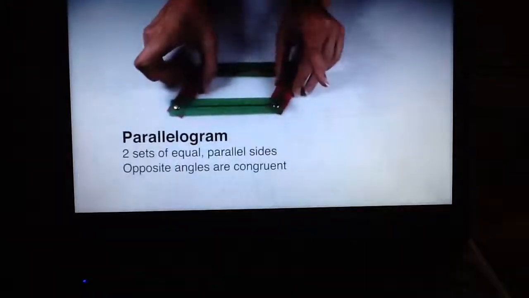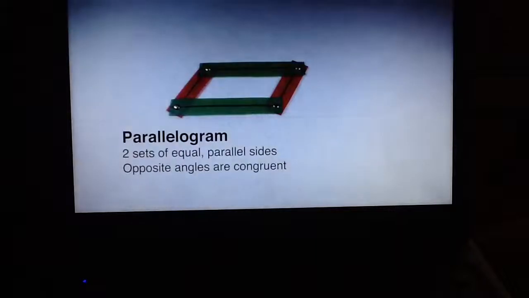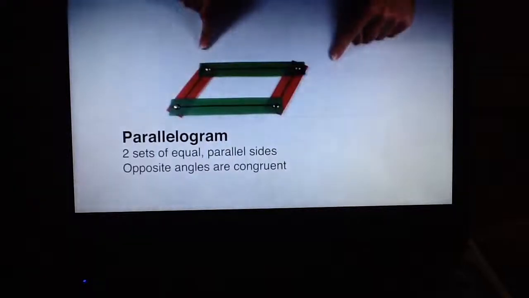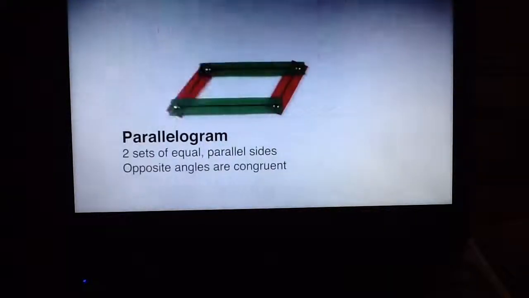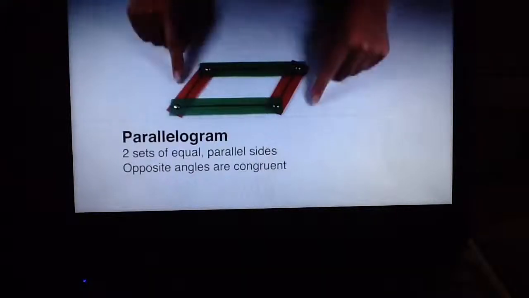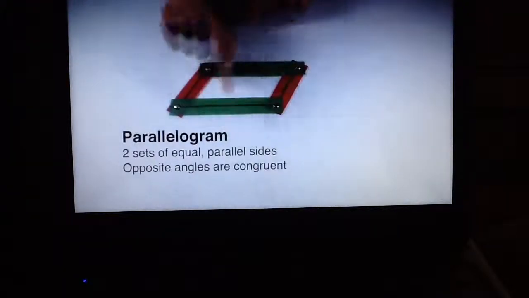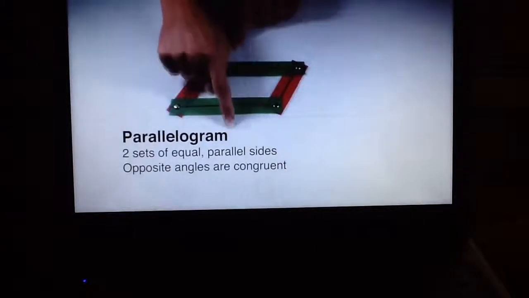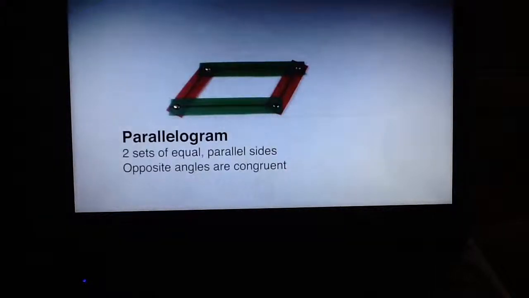In order for a figure to be a parallelogram, first off, it needs to be a quadrilateral and have four edges. From there, we need to look for two sets of parallel edges, meaning the top and bottom edge are never going to cross, touch, or intersect, and the left and right edge are never going to cross, touch, or intersect. In addition to being parallel, opposite edges also have to be congruent. That means the left and right edges are going to be the same length, and the top and bottom edges are going to be the same length.